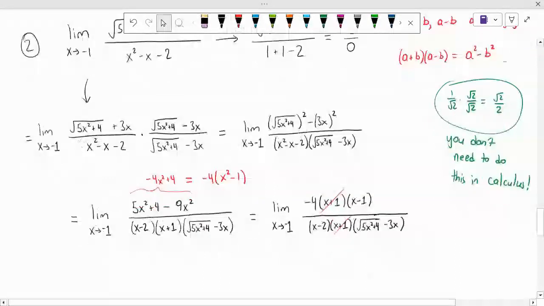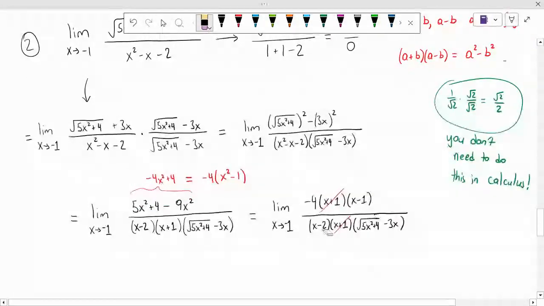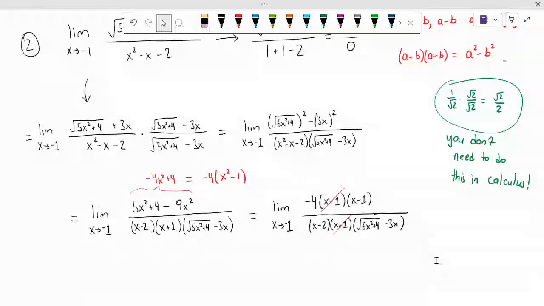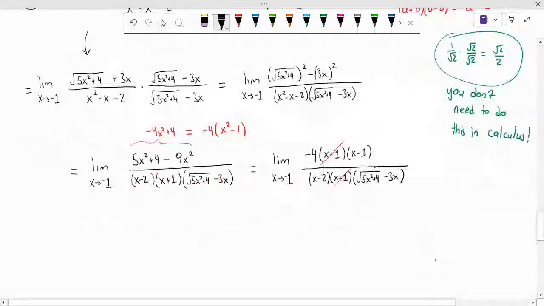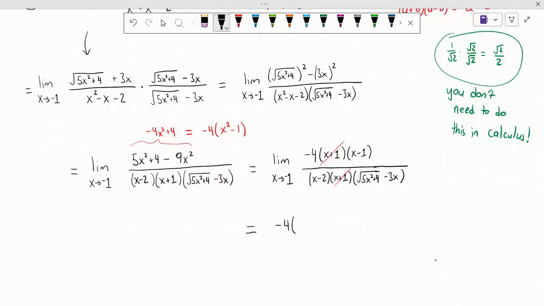Now, these factors of x plus 1 were what were giving us the 0 in both the numerator and the denominator when we plugged in -1 for x. So now that we've canceled them out, we should no longer have a 0 over 0 situation. At this point, we should be able to try plugging in -1 for x again.